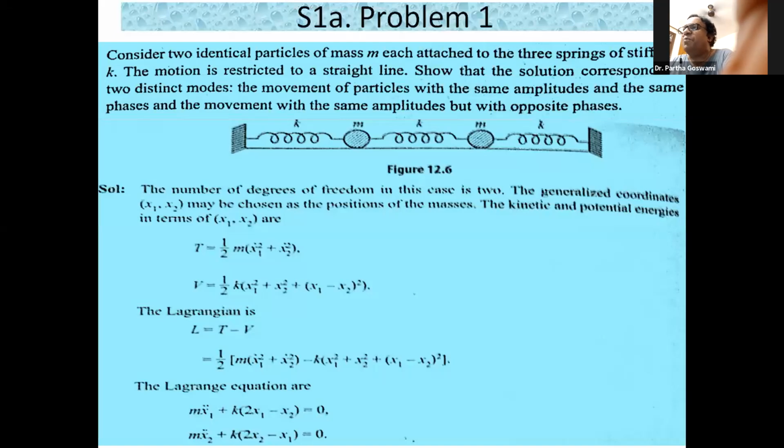With the second problem, I go to slide number S2A, which is our fourth slide.